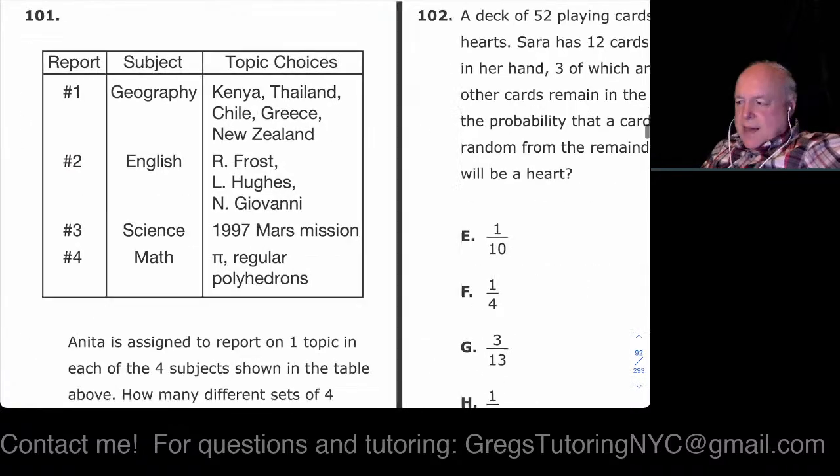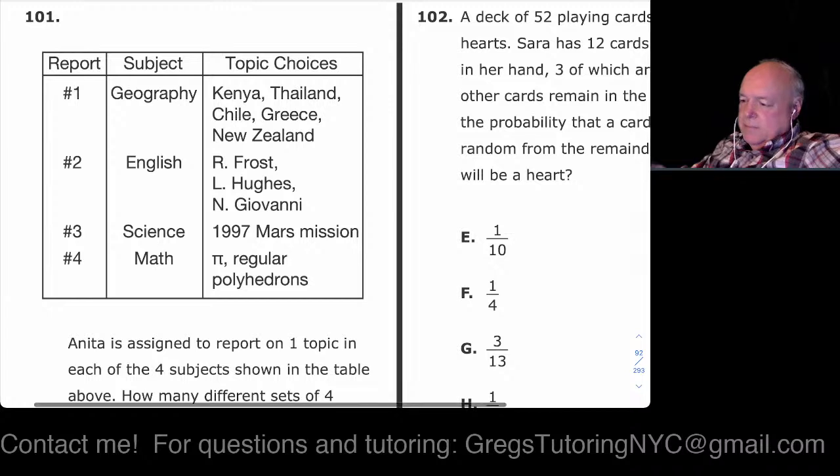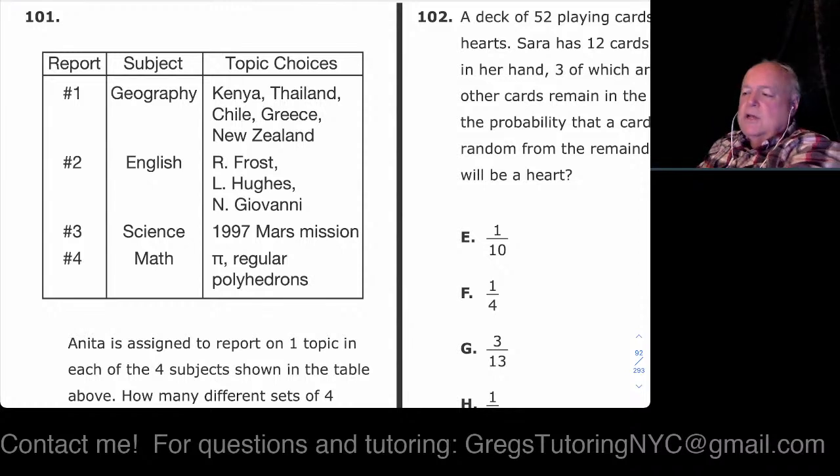Okay, this throws a lot of students off. It is kind of elusive, so let's just give it a shot. Let's look at the illustration first in and of itself. We have the left-hand column, report 1, 2, 3, 4. There's no title for this, so we don't even know what we're looking at. There's 4 subjects: geography, English, science, and math. And then it's talking top choices.